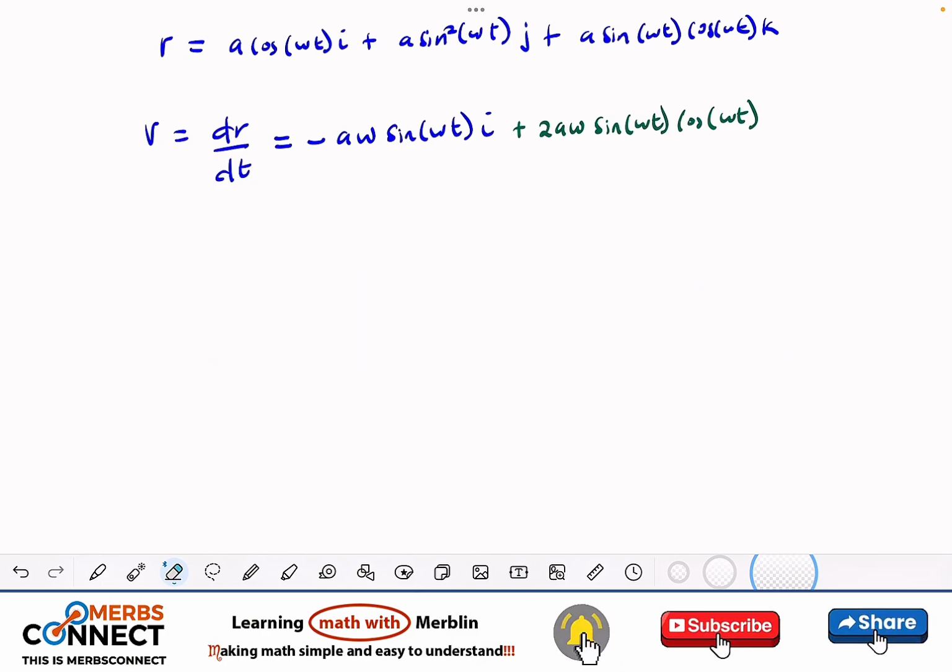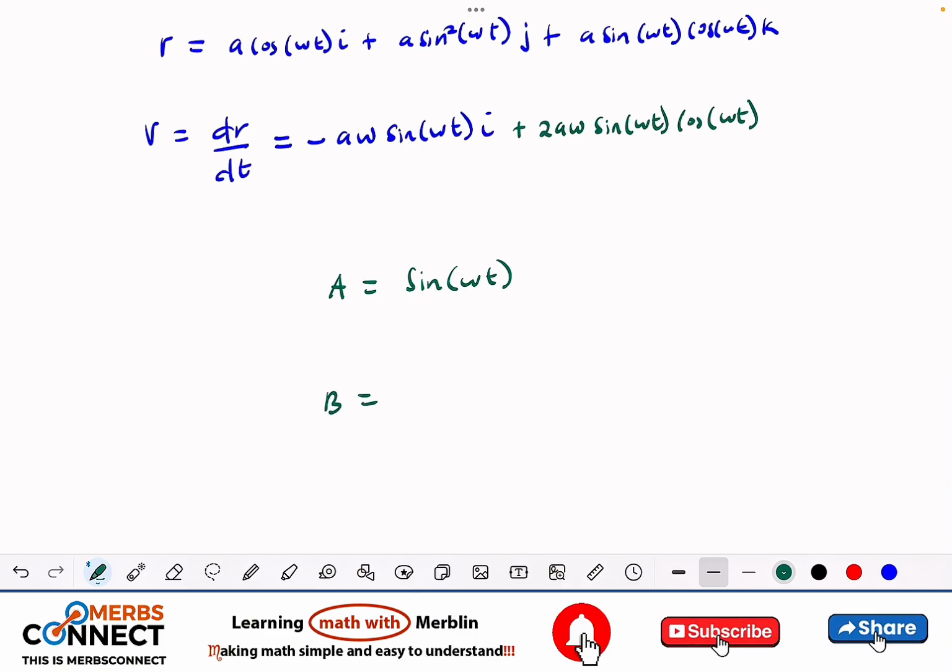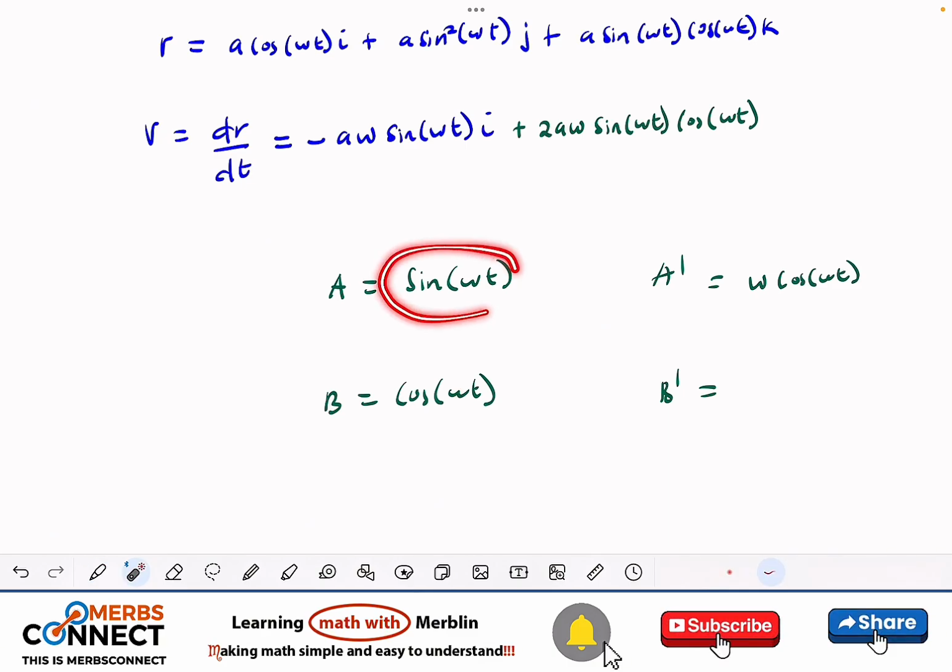Now the last one, we are going to use the product rule because we have sine and cos. This is just a constant, so I will leave it there. Later on I'll multiply it through. With the product rule, I will let A be equal to sine omega t and B be equal to cos omega t. Now I need A prime and B prime. So what is A prime? When I differentiate sine, I get omega cos omega t, because I differentiate sine, I get cos, and I differentiate what is inside, I get omega. Same thing to this, so B prime is going to be minus omega sine omega t.